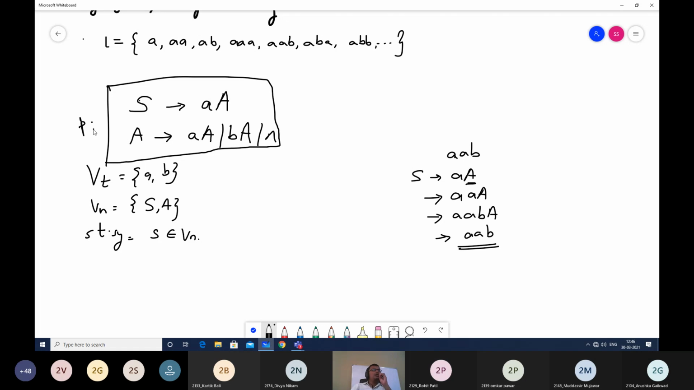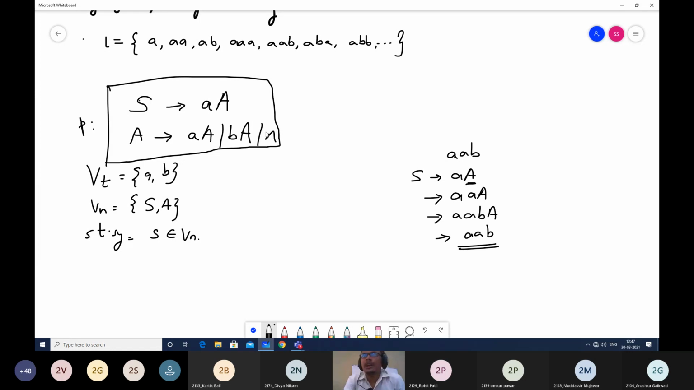Our string should start with A, correct? So first I write S gives small a and capital A. Here one small a will be processed compulsorily every time. Then what is my capital A? My capital A is basically any combination of A's and B's. This grammar we have seen just now in the form of S in the earlier example. That grammar was S gives AS or BS or null. So here I am writing the same grammar in terms of A, so capital A gives AA or BA or null.